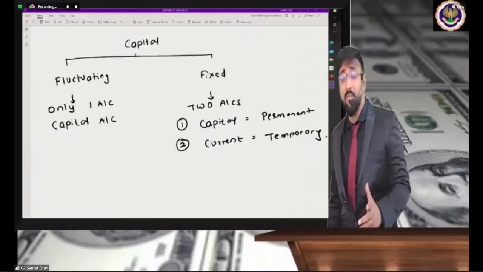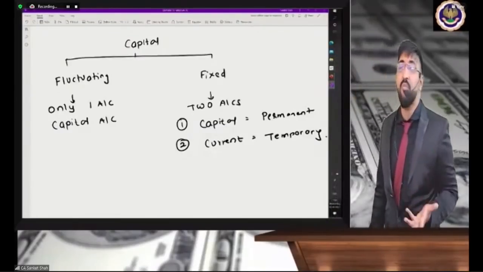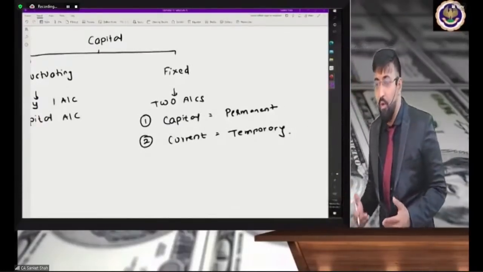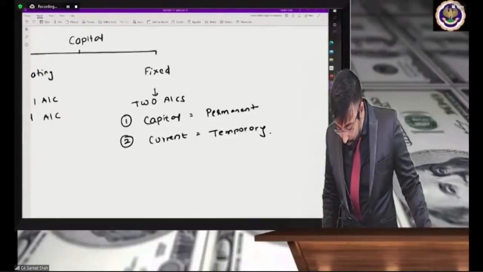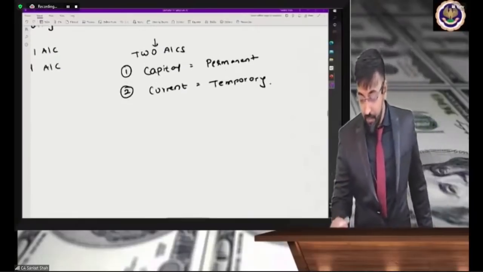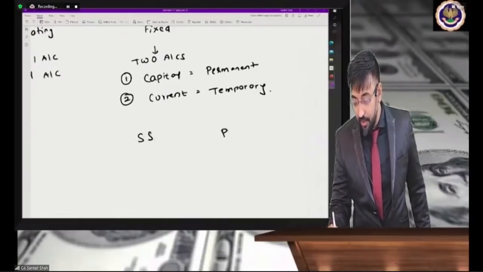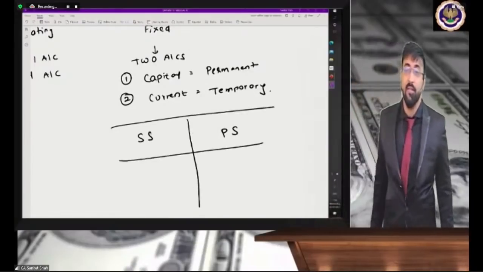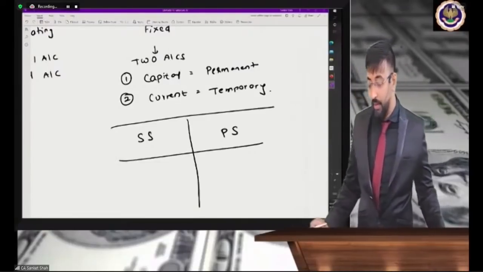Now you will ask me, sir, why is there a need to maintain a fixed capital account? The logic is very simple. We maintain two accounts separately, capital account and current account. Suppose there is Mr. Sanket Sir, and assume there is Pratham Shah, the second partner. So in this business, there are two partners, Sanket Shah and Pratham Shah.